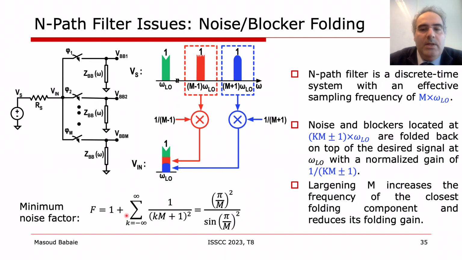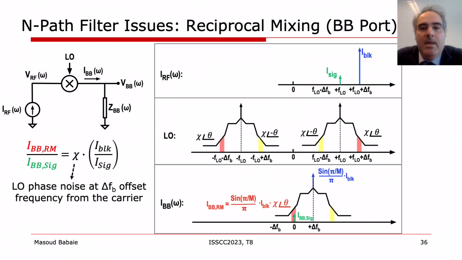Considering the noise folding, the minimum noise figure of the filter can be calculated by this equation, which is the same as the insertion loss of the filter. Hence, the noise factor is very low and can be improved by a larger M. The next problem is reciprocal mixing.